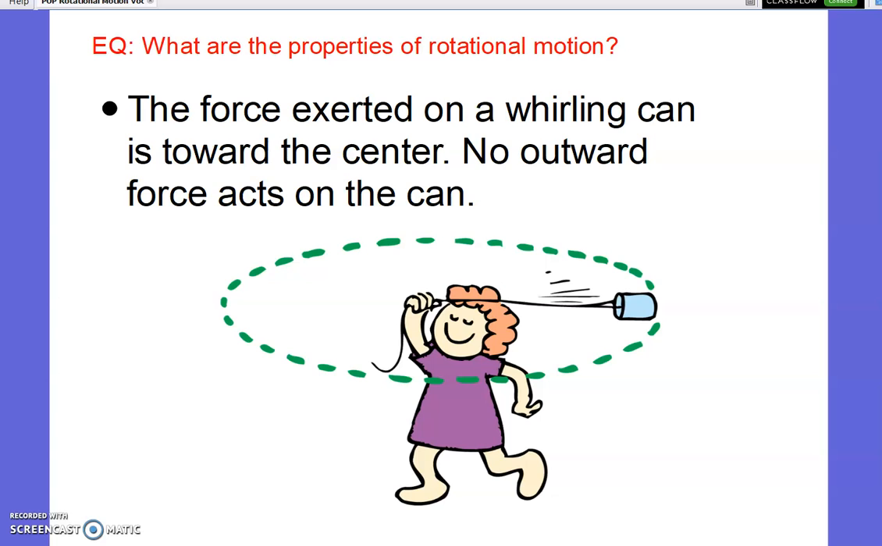It is not really a new force, it's simply another force playing the part, another force in disguise. So again, in this situation with a person swinging something in a circle, we always say that the centripetal force, in this case the tension, acts towards the center. The string pulls the can towards the center. It prevents the can from moving in a straight line.